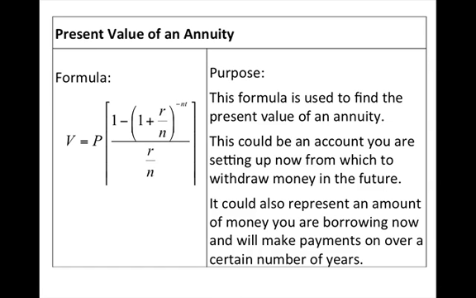And as we mentioned, this is the formula used to find the present value of an annuity. As an example, this account could be an account you are setting up now from which you want to withdraw money in the future, and that was the example that I gave a moment ago. Well, it could also represent an amount of money you are borrowing now, and you're going to make payments on over a certain number of years to pay off that loan.